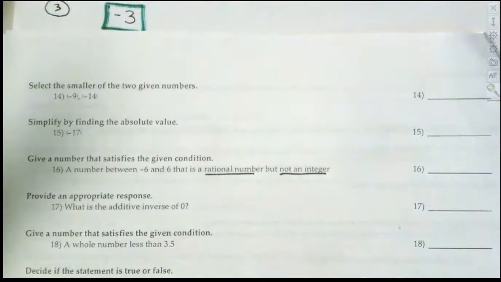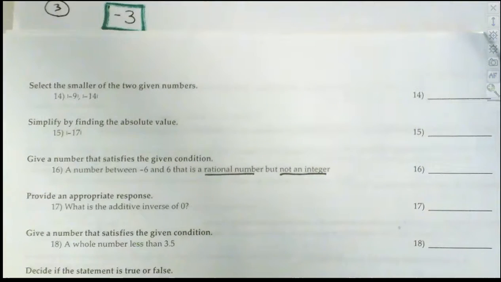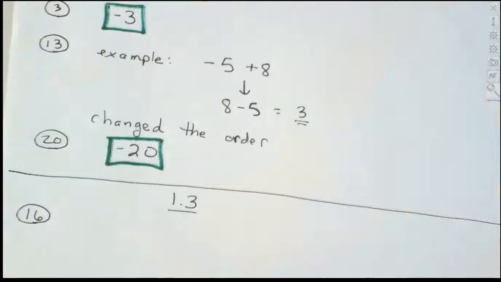What's the difference between a rational number and an integer? Well, remember, integers don't have decimals, right? And integers are not fractions. So a fraction would be a rational number. A decimal that stops or repeats itself is a rational number. But we don't want things like 1, 2, -3 because those are integers. Also, 0 is an integer. So we want it to be between -6 and 6. We want it to be a rational number, but not an integer.